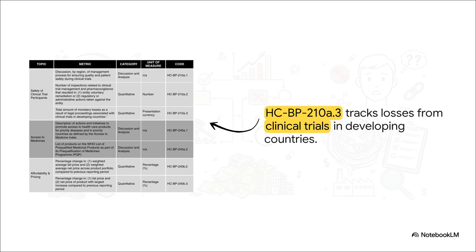This is absolutely crucial because these regions often have more vulnerable populations and sometimes less strict local oversight. So, if a pharma entity is running trials there and gets hit with a legal judgment or settlement, every single dollar lost to those proceedings must be explicitly reported. It shines a massive spotlight on international research practices.